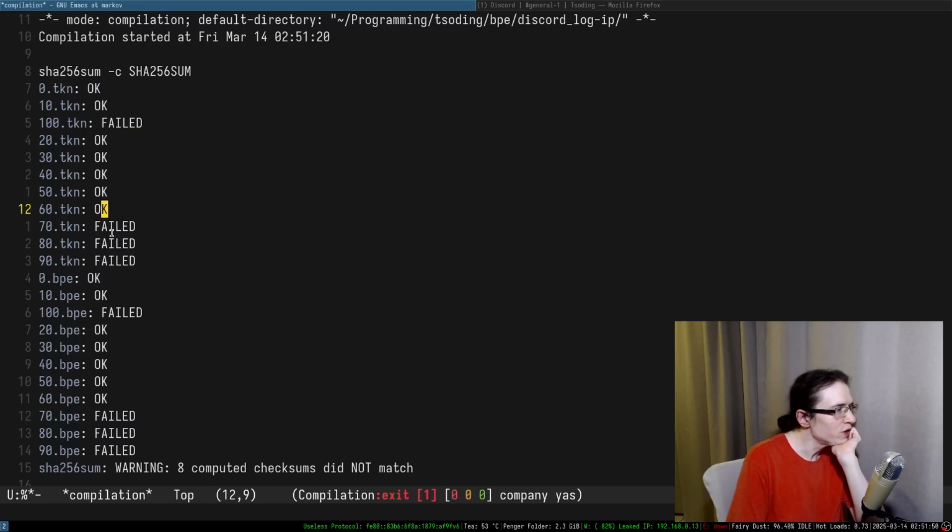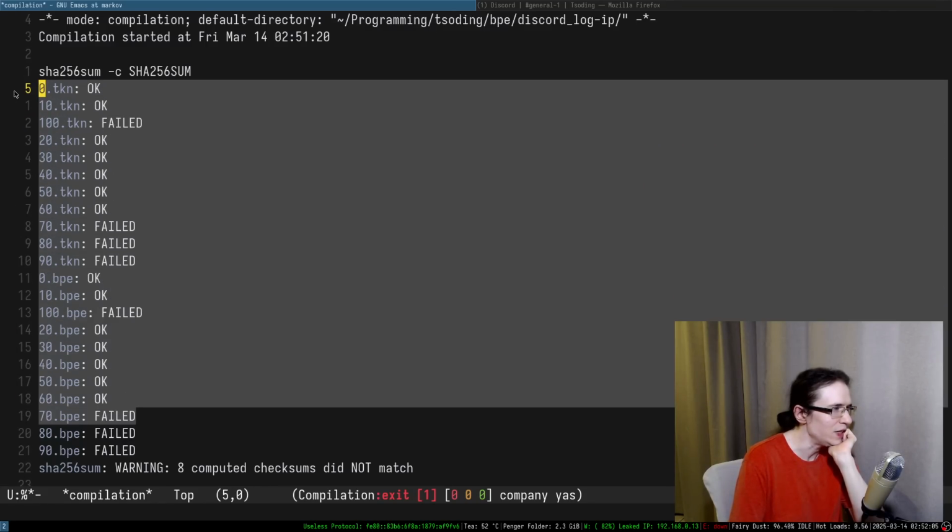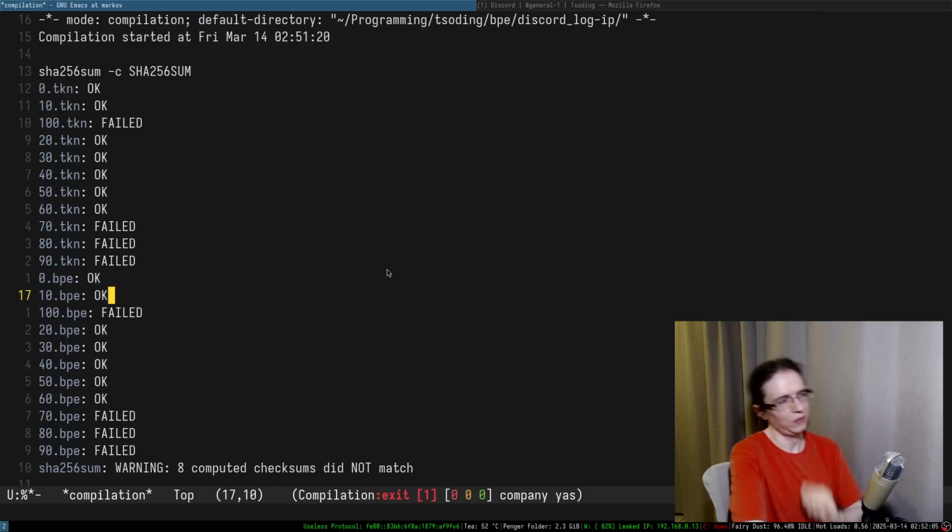So what is the smallest number where it failed? I think it failed at the 70th iteration. So until 70 it was fine, and then it failed somewhere there. Damn.